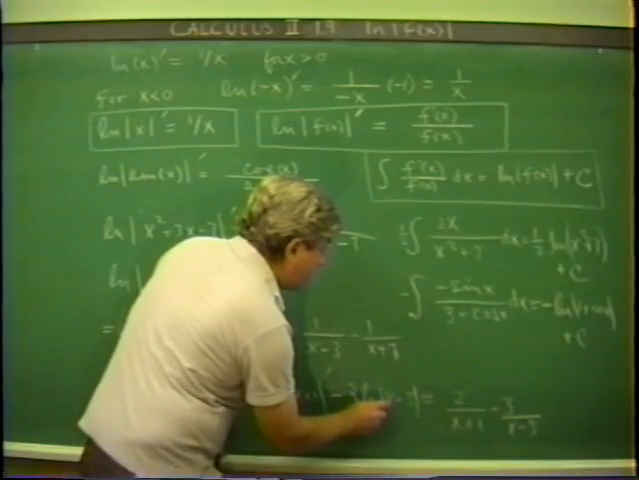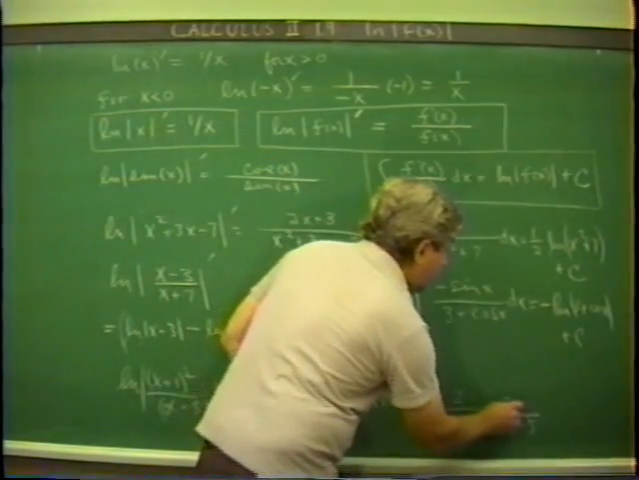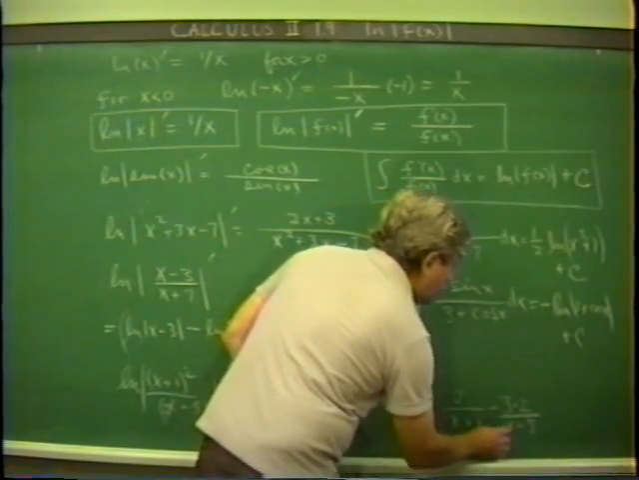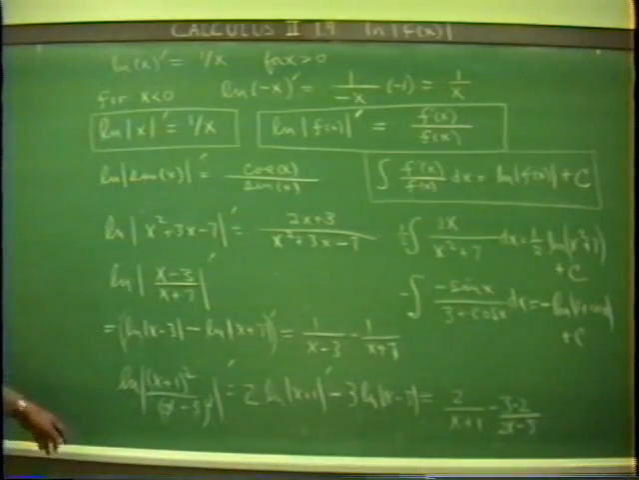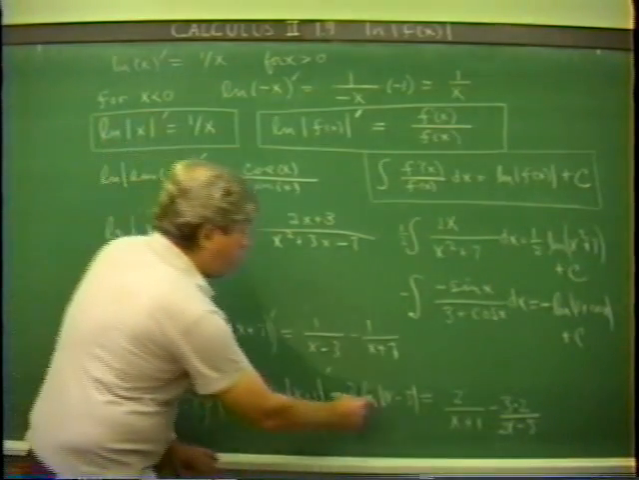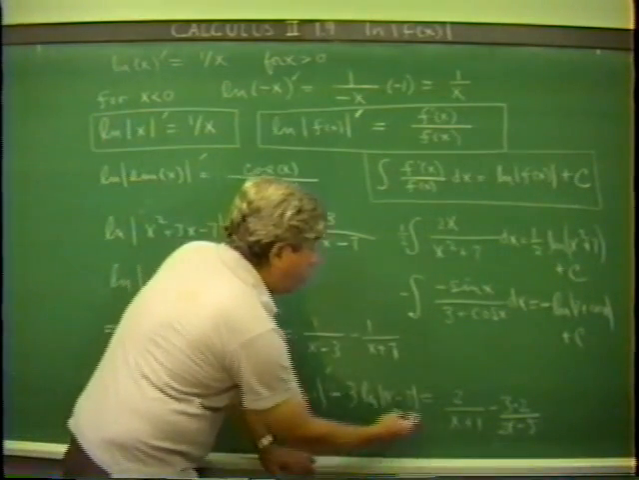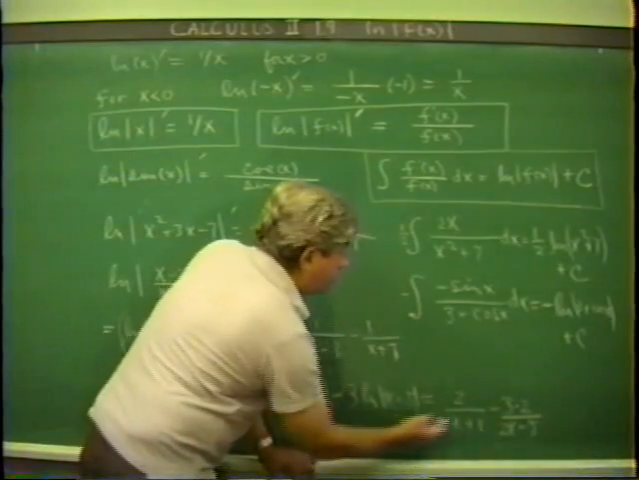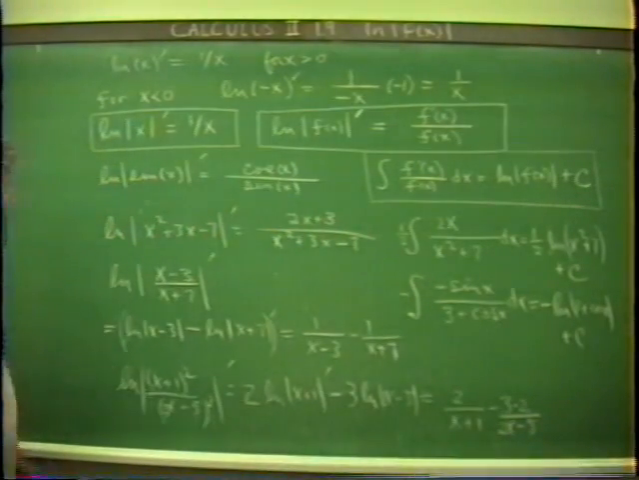Perhaps this would be more illustrative here if we had 2x minus 5 here, in which case there'd be a 2x minus 5 here, and then this would be 3 times 2 over 2x minus 5. That's the derivative of log 2x minus 5 being 1 over 2x minus 5 times the derivative of 2x minus 5, 2.